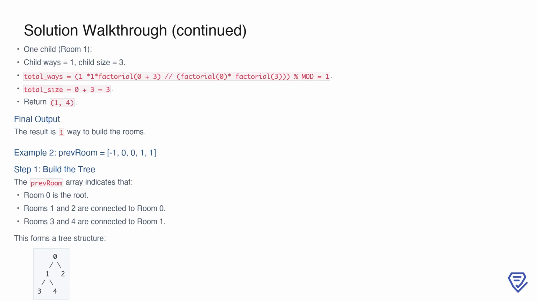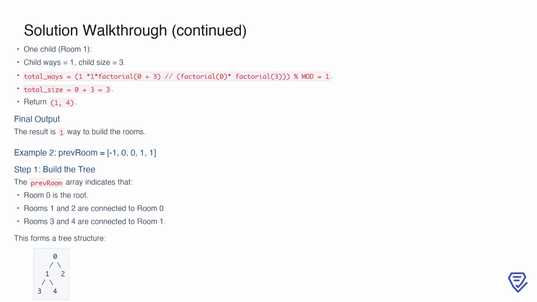Using the formula again, total_ways is calculated as 1 * factorial(3) / (factorial(0) * factorial(3)), resulting in 1. The total_size becomes 4, which includes room 0 itself and all its descendants. Since room 0 is the root, this concludes our DFS traversal. The result for this example is one way to build the rooms.